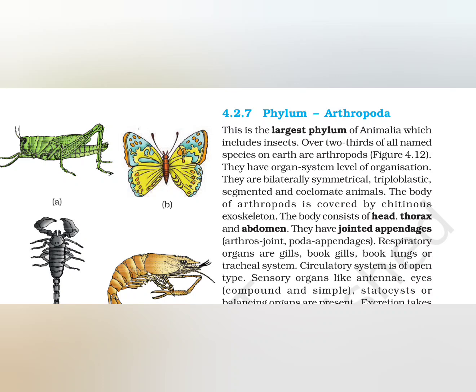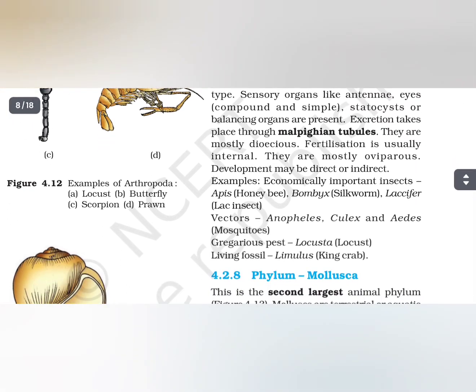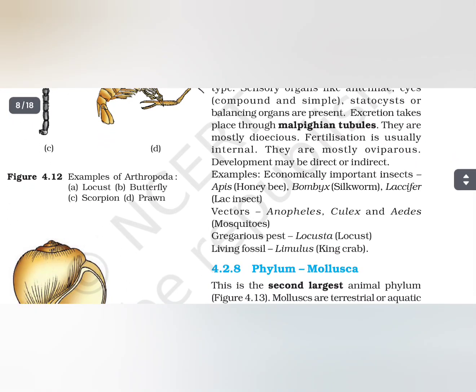They have jointed appendages. Respiratory organs are gills, book lungs or tracheal system. Circulatory system is of open type. Sensory organs like antennae, eyes, compound and simple, are present. Statocysts or balancing organs are present. Excretion takes place through Malpighian tubules. They are mostly dioecious. Fertilization is usually internal. They are mostly oviparous. Development may be direct or indirect.